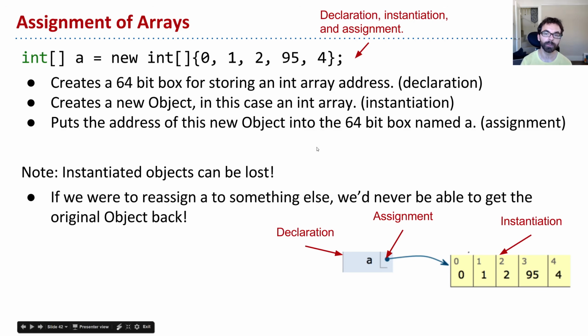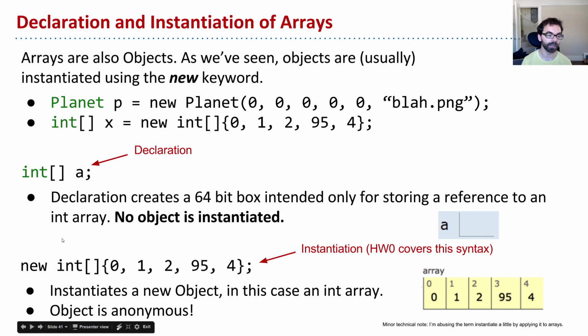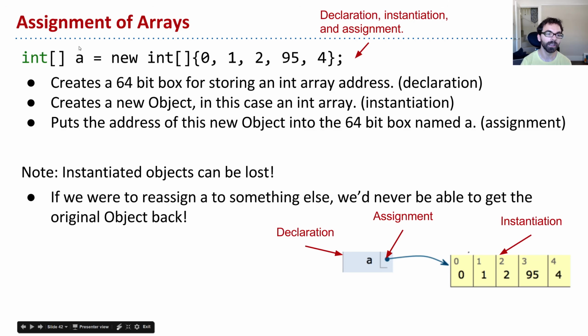And then often we will do declaration, instantiation, and assignment all in one step. So here it is. The declaration part of this line creates a 64-bit box for storing an address. New int creates this int array. And then finally, the equal sign takes the address shouted by new, and this time, rather than falling on deaf ears and not ever being known, it is stored in the a variable.